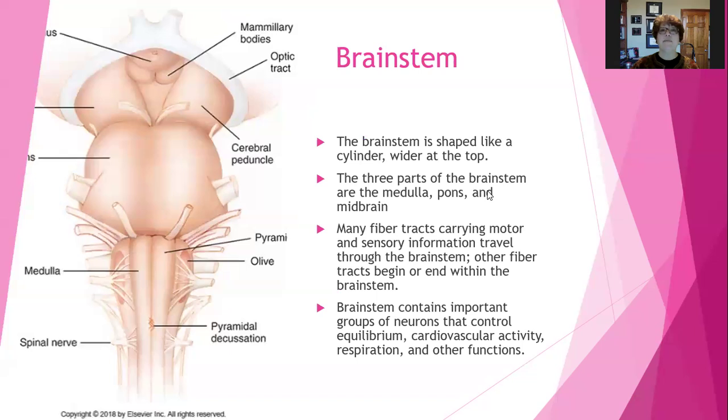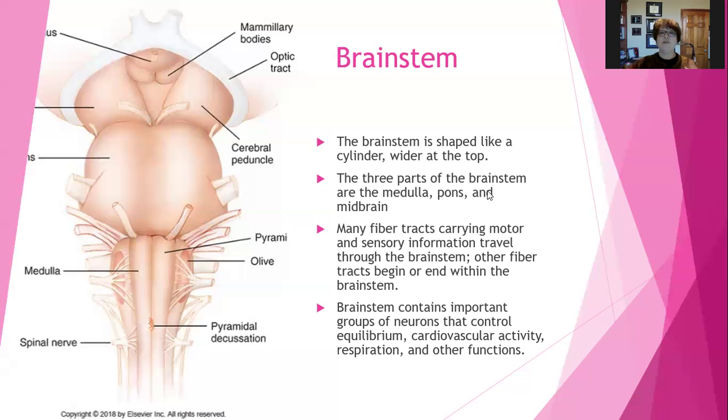The brainstem is kind of, you can think of it as the top of the spine, or perhaps the boundary between the spine and the cerebrum. I want to think of it that way. It's shaped like a cylinder that's wider at the top. The three parts are the medulla, the pons, and the midbrain. The medulla is short for medulla oblongata. Pons is the Latin word for bridge, and it's a bridge from the cerebrum to the cerebellum. Kind of interesting. And the midbrain has all sorts of interesting structures.